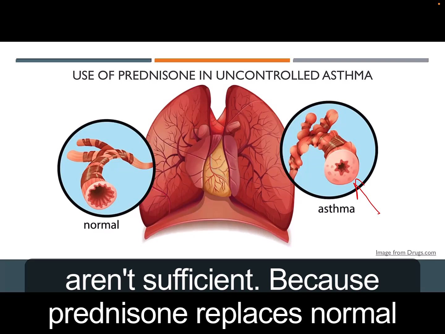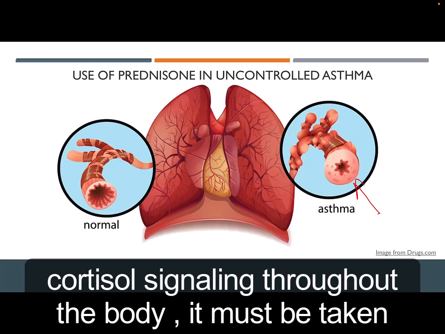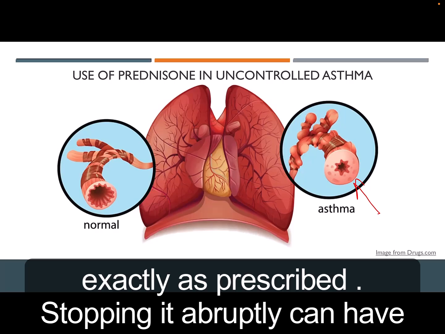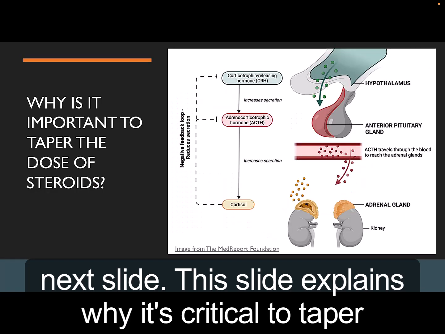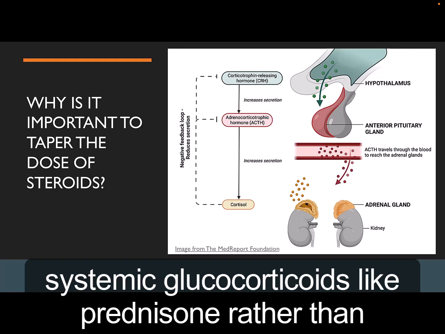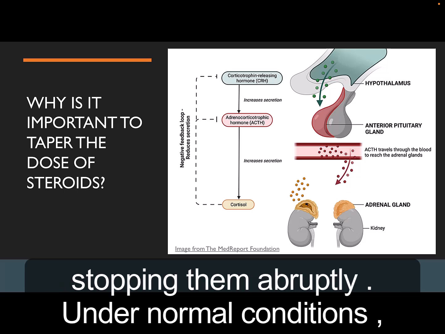Because prednisone replaces normal cortisol signaling throughout the body, it must be taken exactly as prescribed. Stopping it abruptly can have serious consequences, which we'll look at on the next slide. This slide explains why it's critical to taper systemic glucocorticoids like prednisone rather than stopping them abruptly.